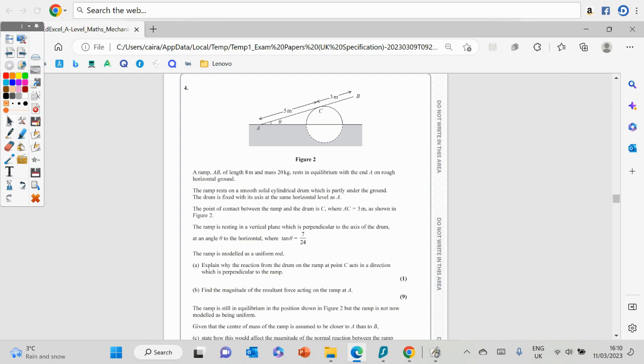Part A, explain why the reaction from the drum on the ramp at point C acts in a direction which is perpendicular to the ramp. Okay. That takes you a minute to absorb everything, doesn't it?